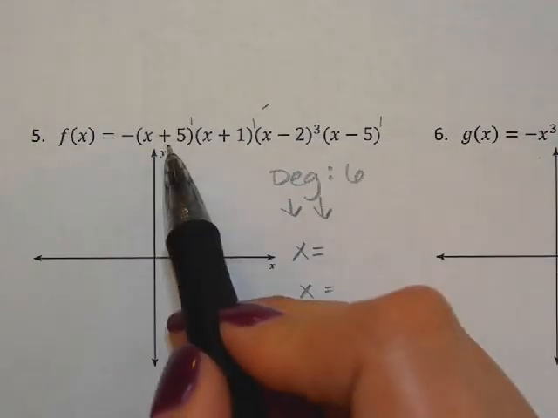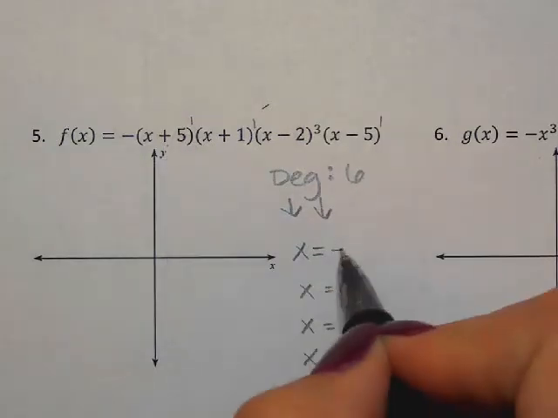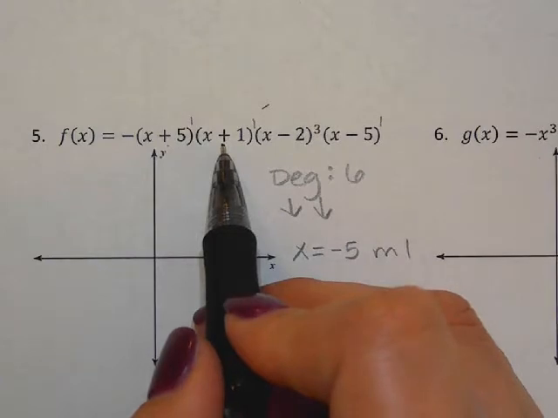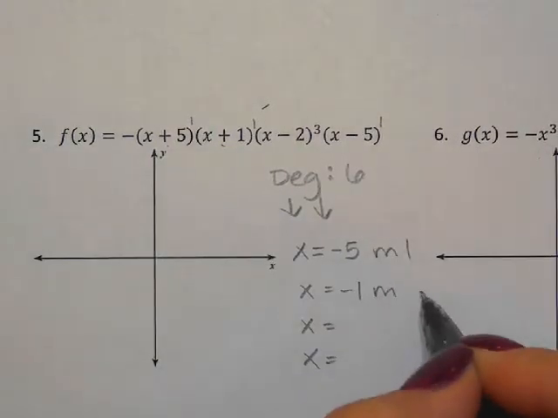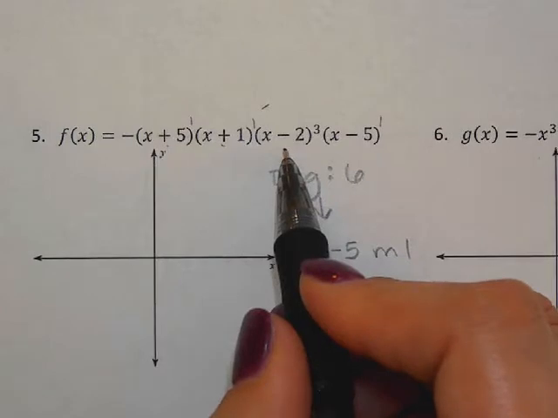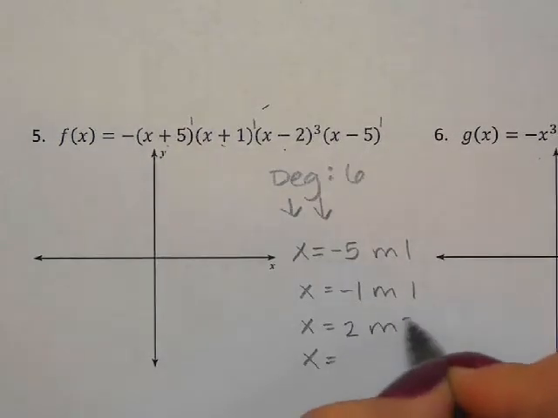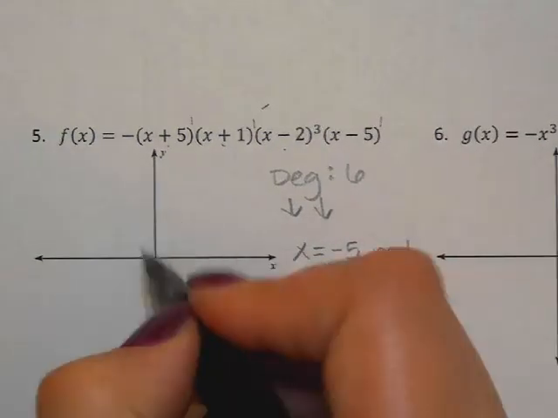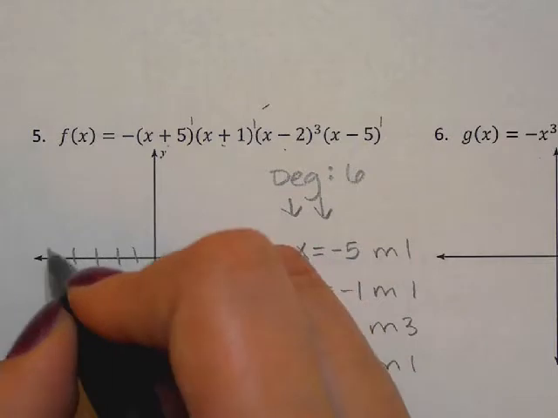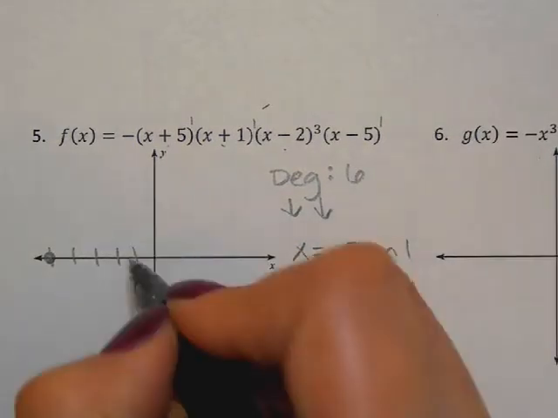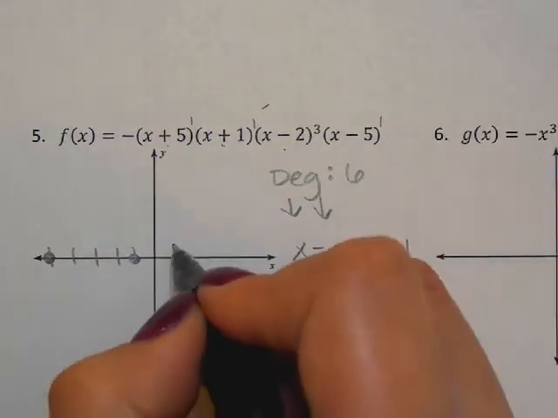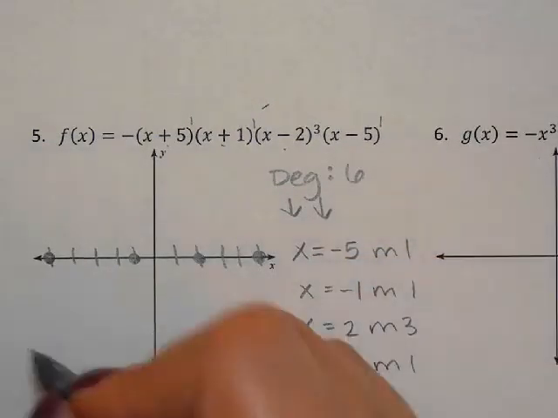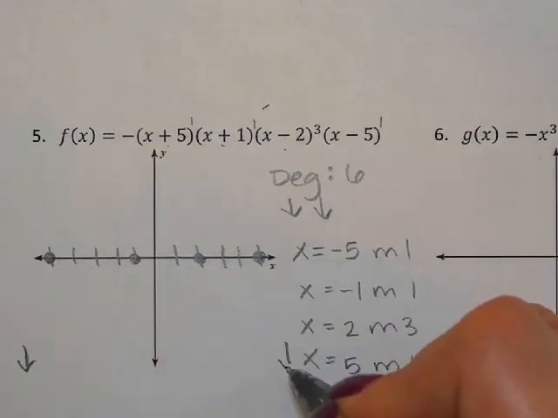So we have an x-intercept of -5. What's the multiplicity? 1. Okay. X-intercept of -1, multiplicity is 2. X-intercept of 2, multiplicity is 3. X-intercept of 5, multiplicity is 1. Okay. So 1, 2, 3, 4, 5. -1, 2, 5.